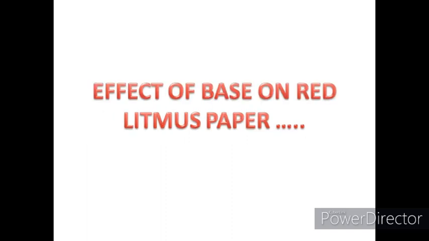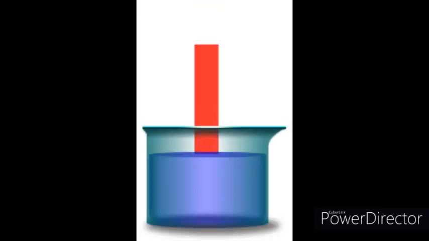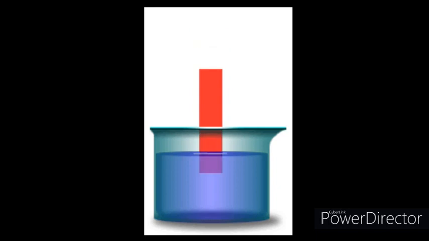Now let's take a look at the litmus test. A litmus paper may change its color when added to acids, bases or salts. Now first we will see the effect of base on red litmus paper. So when you dip the red litmus paper into a beaker which consists of base, you will see that the red color of the litmus paper turns blue. So to test whether a solution is acidic or basic, we can use the litmus paper.